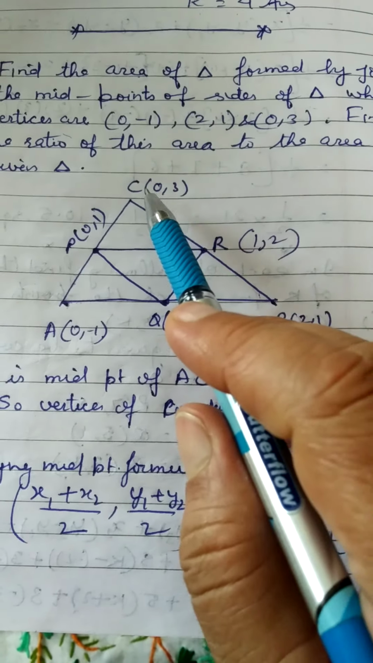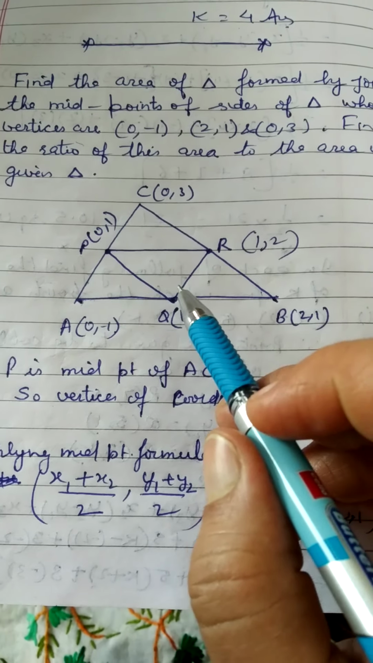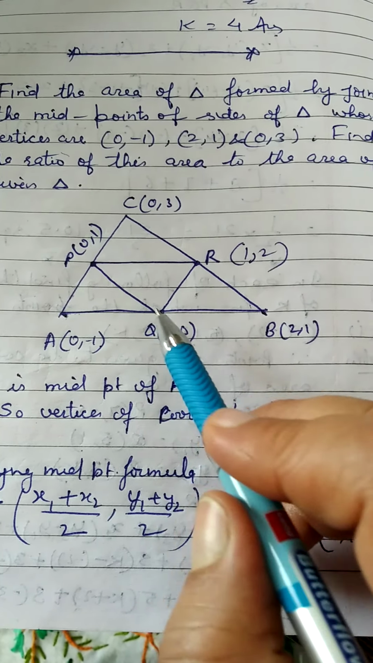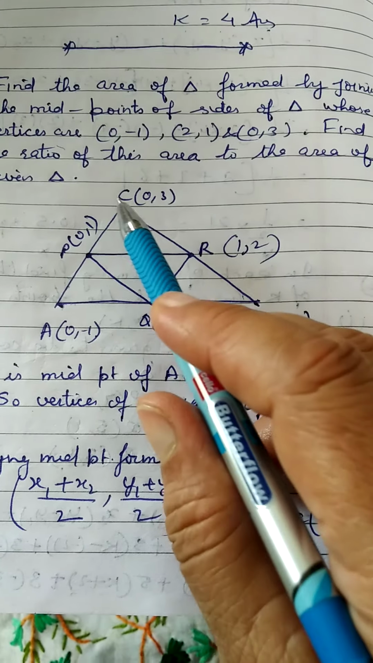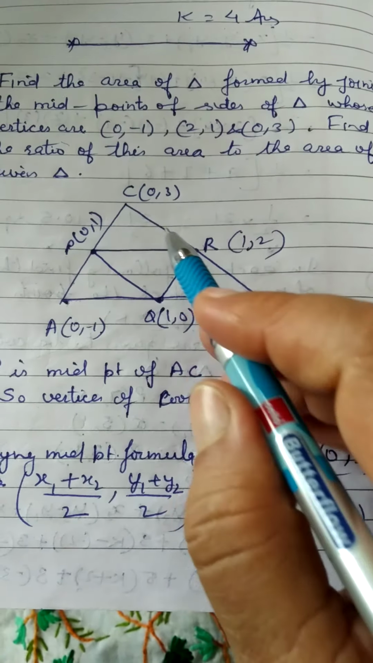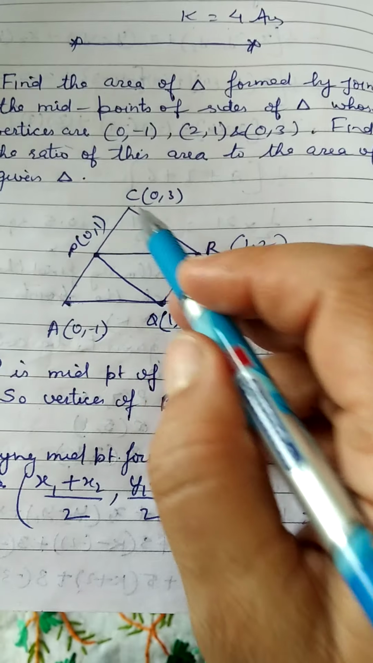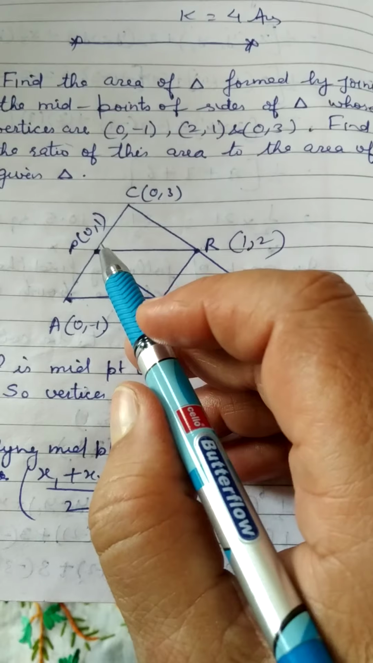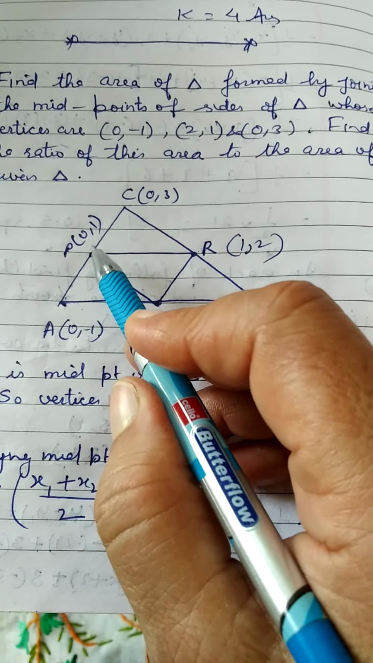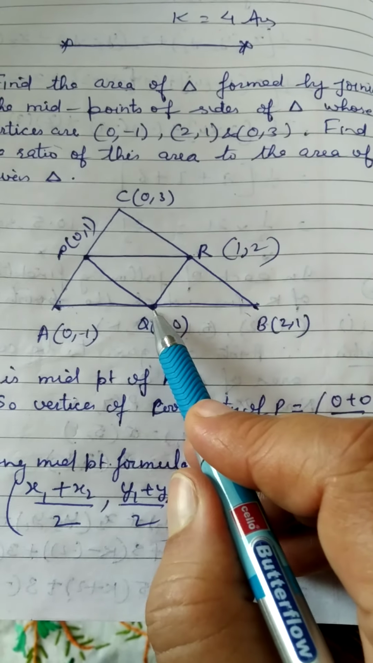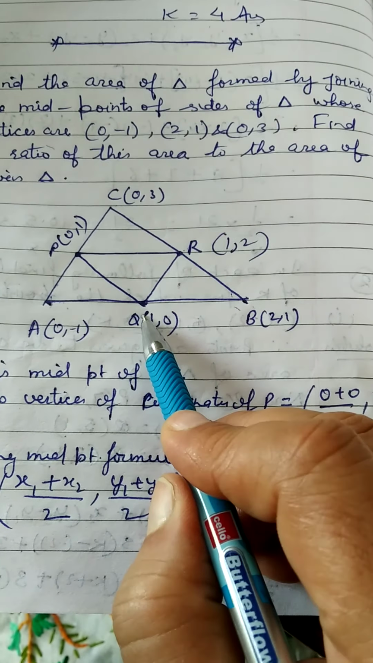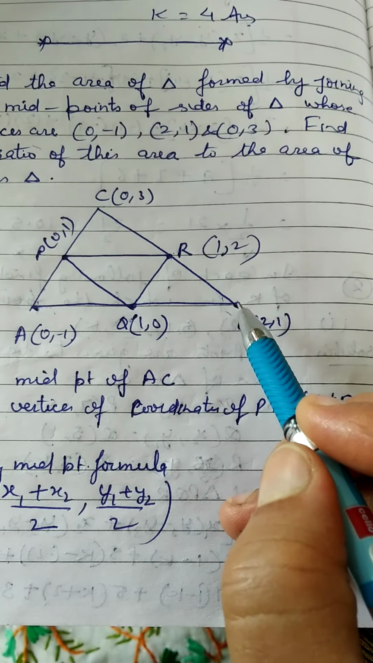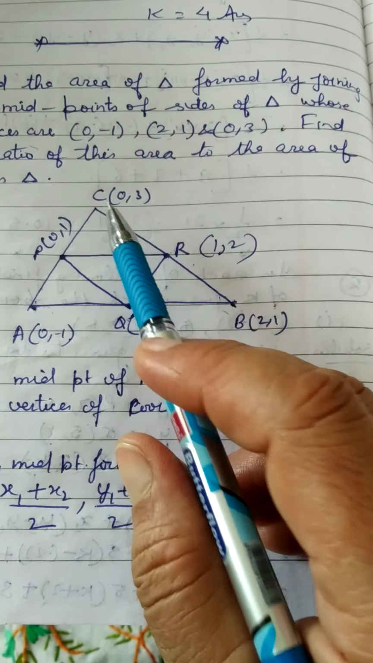Now triangle ABC is the given triangle, and we are to find the midpoints P, Q and R of the sides of this triangle. P is the midpoint of AC, Q is the midpoint of AB, R is the midpoint of BC. Now we will apply the midpoint formula to find the coordinates of P, and here also the midpoint formula to find the coordinates of Q. Then here the midpoint formula to find the coordinates of R from B and C.